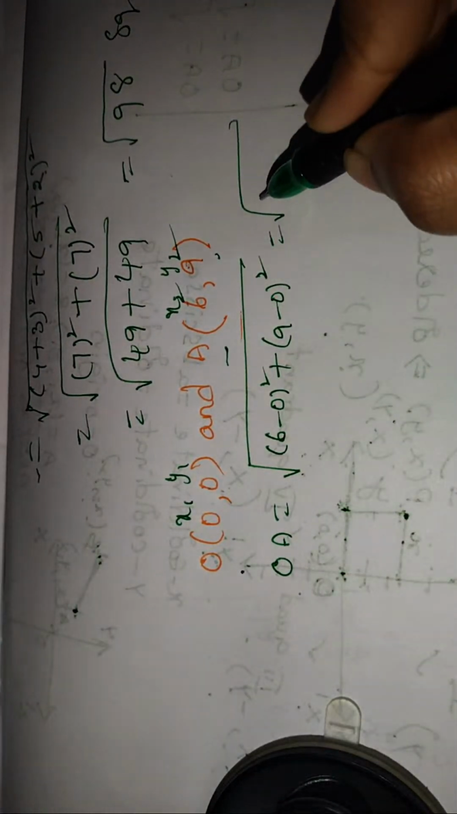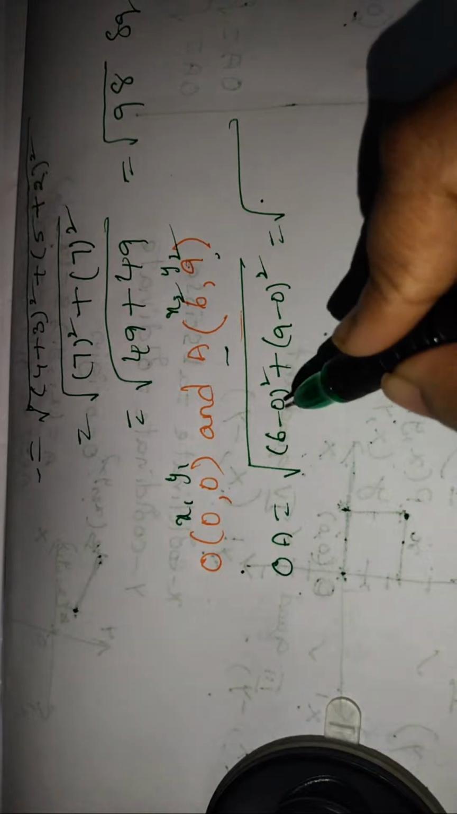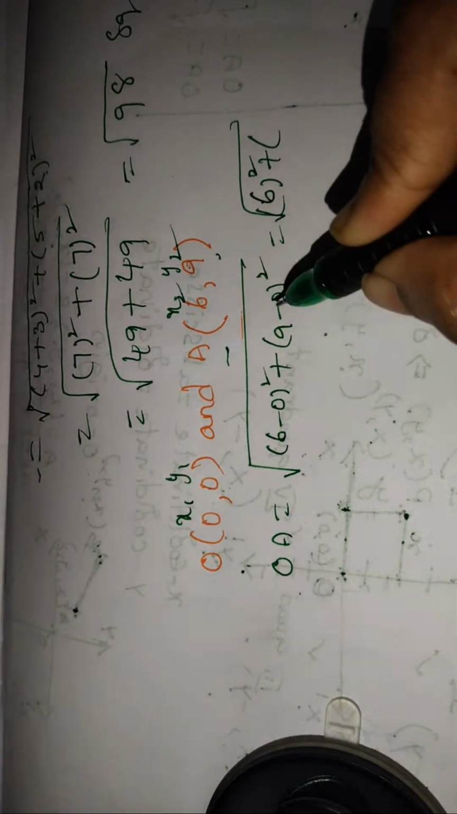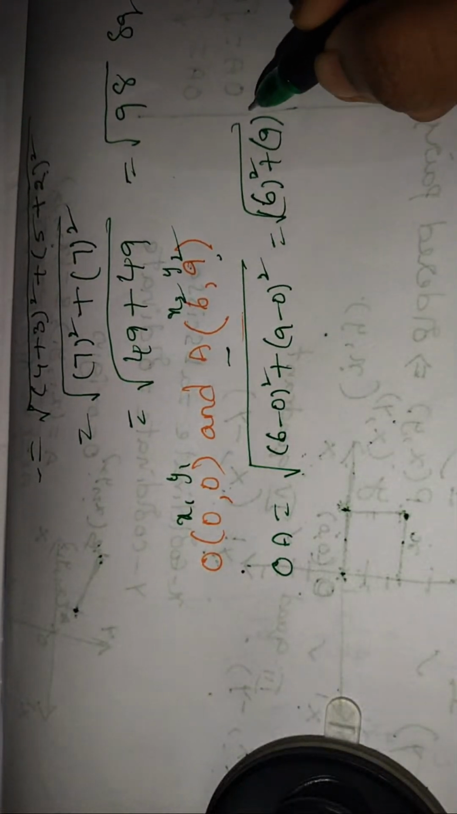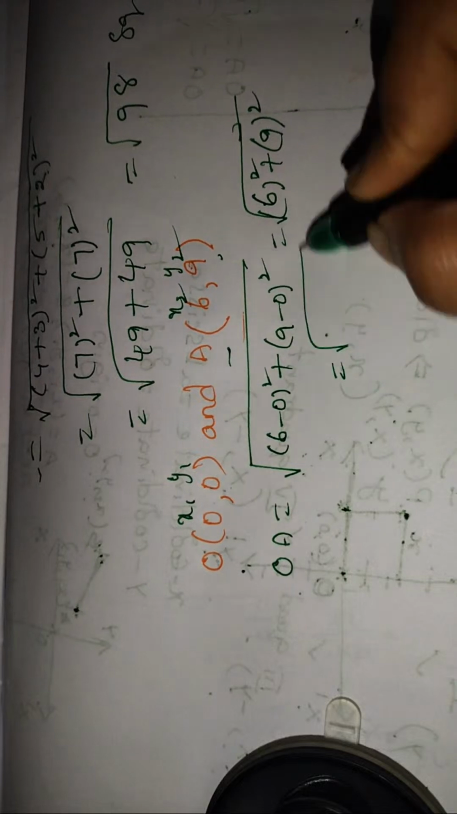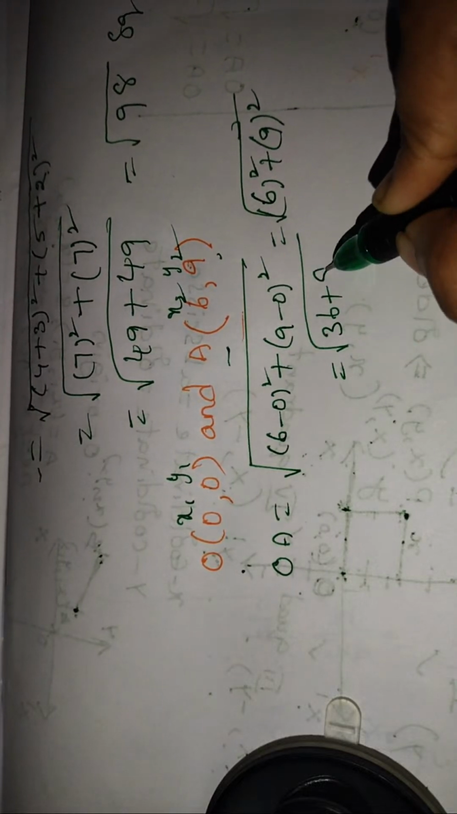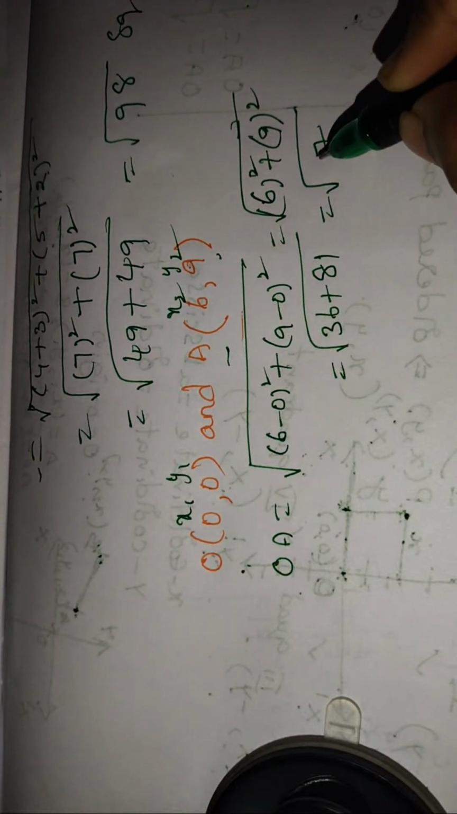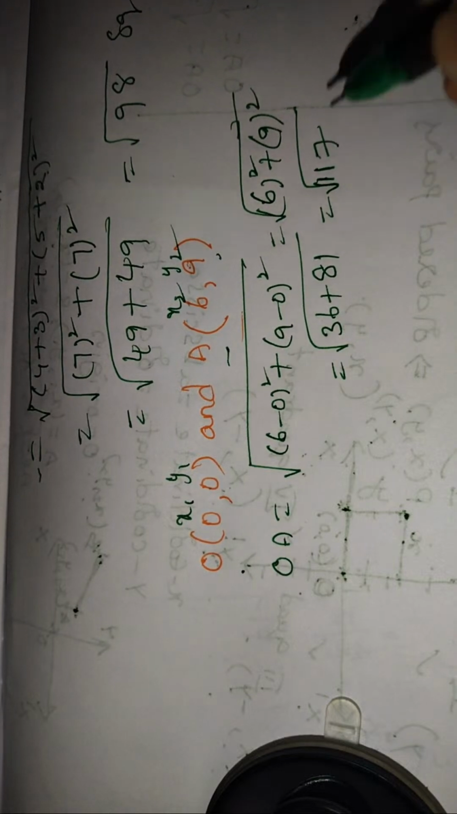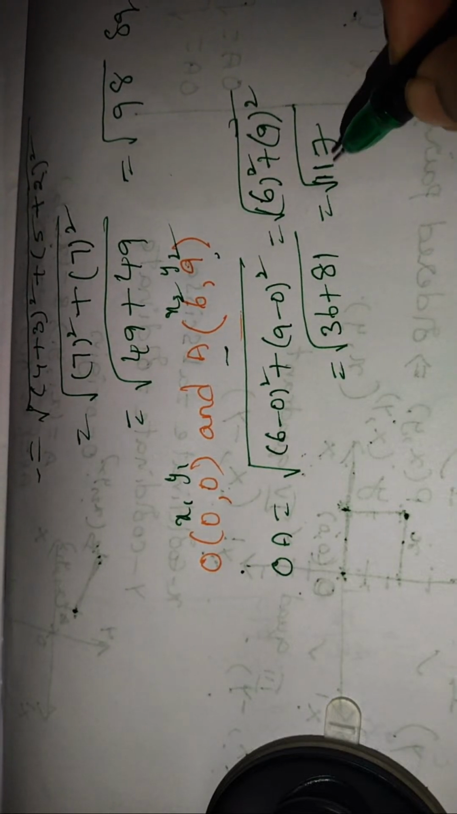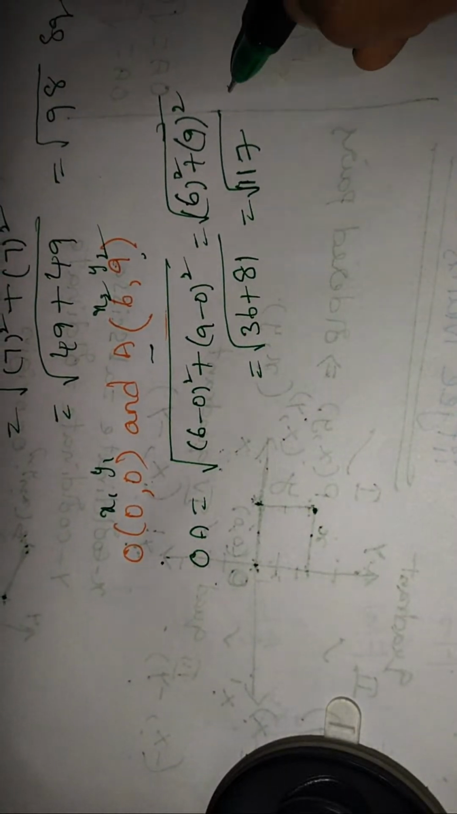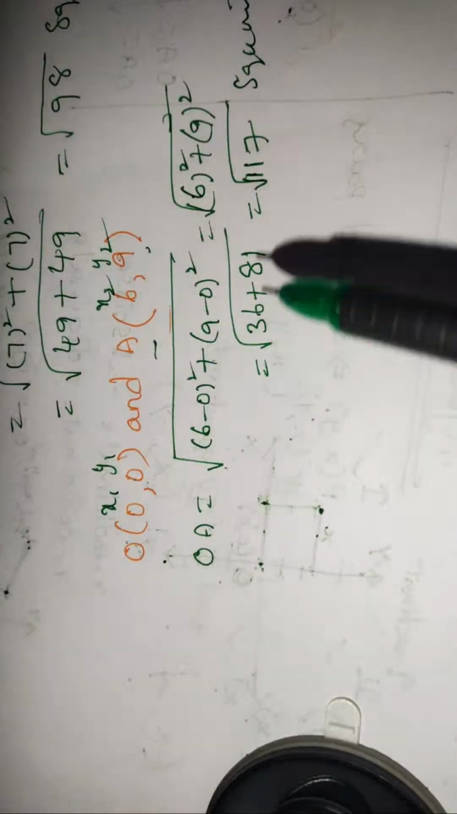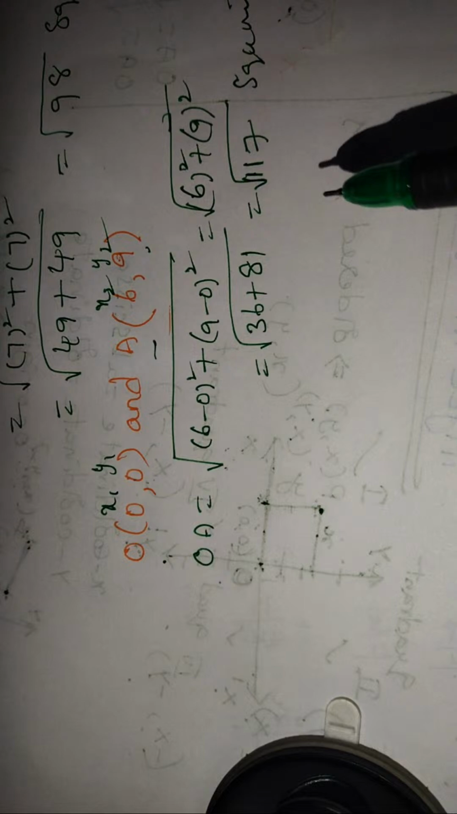So 6 square. 6 minus 0, there is no value for 0, so remove the 0 and write 6 only. 6 square, and here also no value for 0, 9 square. So 6 square is 36 plus 9 square is 81. The total is 117. So the distance between these 2 points is square root of 117 square units.